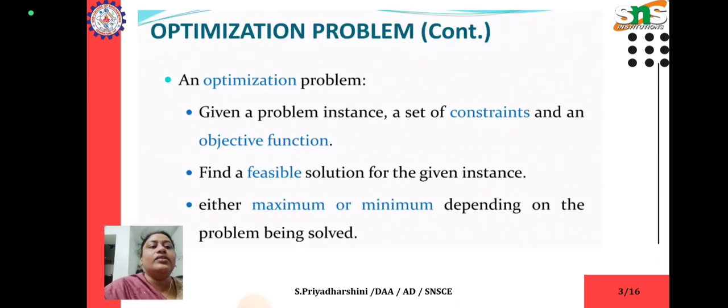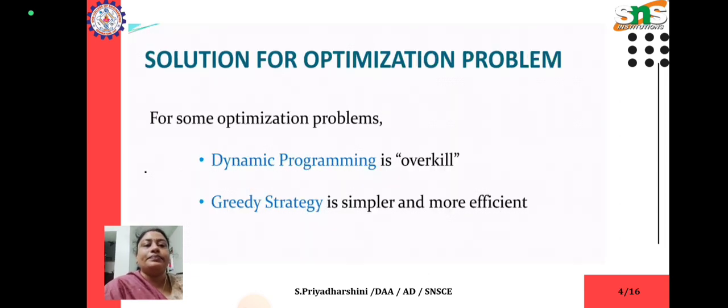So let us first see what is meant by an optimization problem. Given a problem instance, we have a set of constraints and an objective function. For this instance, we have to find a feasible solution that is either maximum or minimum, depending on the problem being solved. So this gives an optimization problem, either maximum optimal or minimum optimal. For some optimization problems, we can use dynamic programming, which is an overkill method, or the simpler and more efficient greedy strategy.